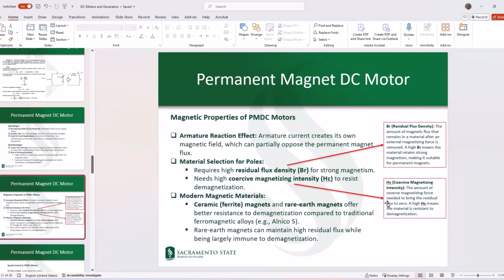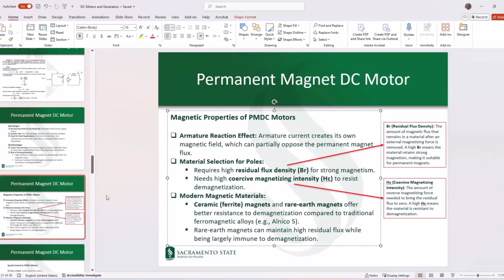So you cannot demagnetize it very easily. In summary, we would need materials that have high residual flux density, or high BR, and high coercive magnetizing intensity, or high HC. Modern magnetic materials like ceramic or ferrite magnets and rare earth magnets offer better resistance to demagnetization compared to traditional ferromagnetic alloys, like Alnico 5. And rare earth magnets can maintain high residual flux while being largely immune to demagnetization.